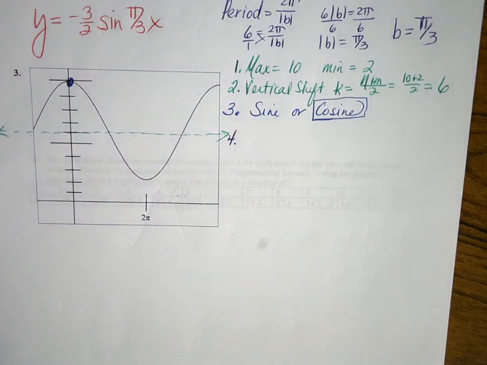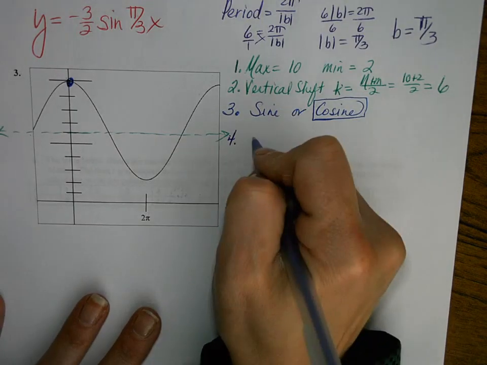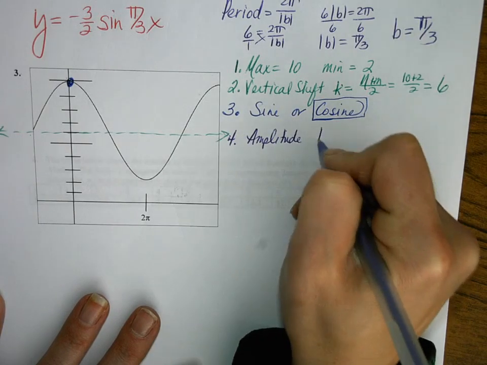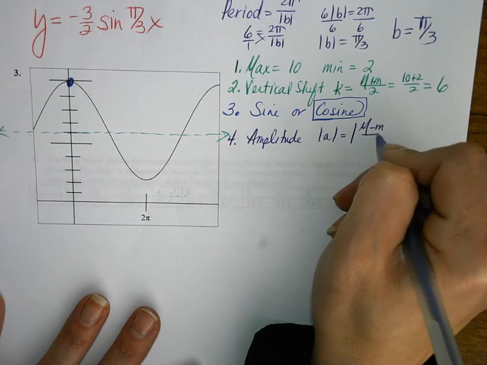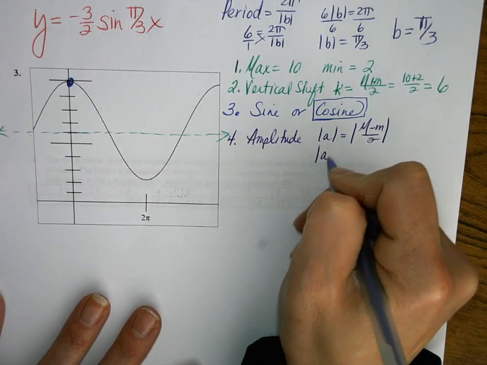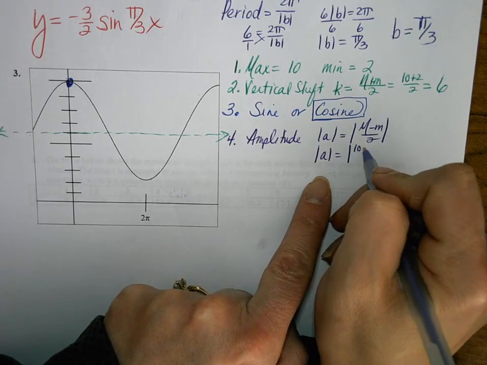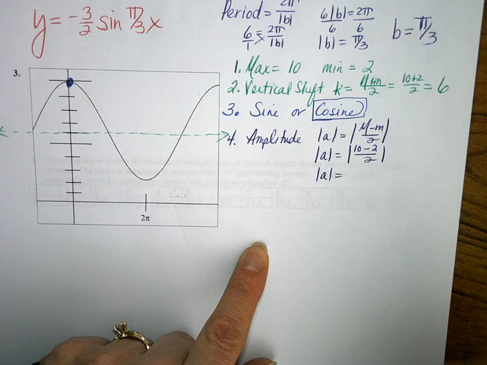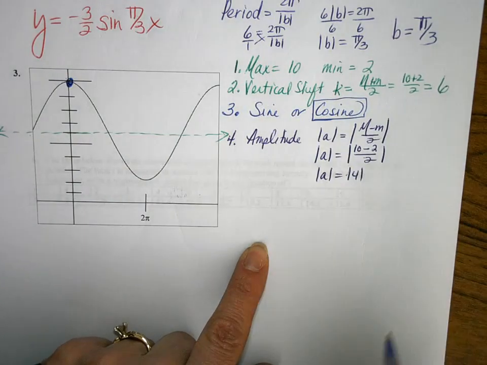All right. Brianna, what do we do next? All right, we're going to calculate using the amplitude. So the absolute value of A is equal to the absolute value of my max minus my min divided by 2. All right, absolute value of A is equal to the absolute value of my maximum of 10, subtract my minimum of 2, all divided by 2. The absolute value of A is going to be what? 4. Yeah, 8 divided by 2 is 4.